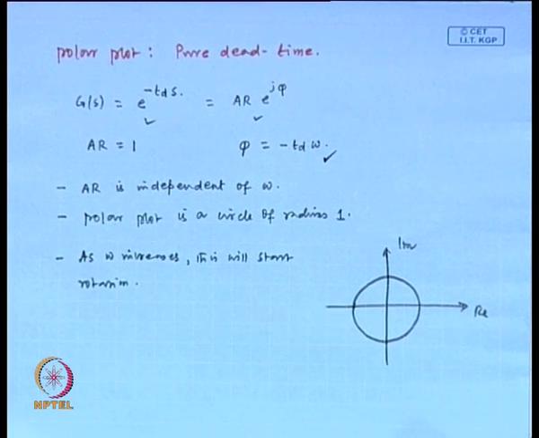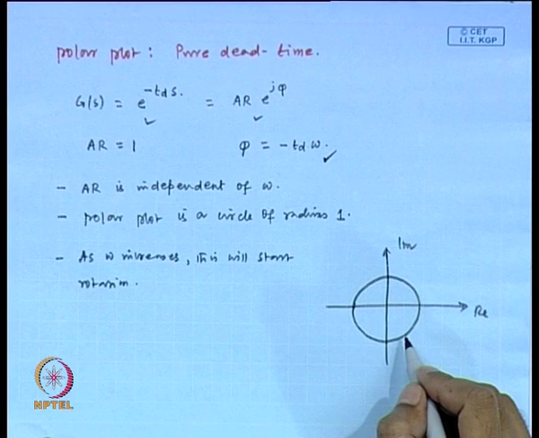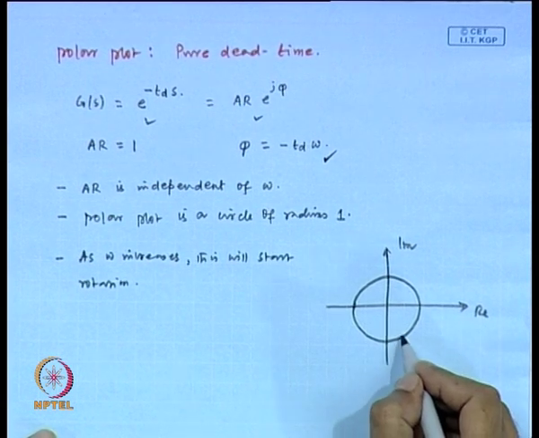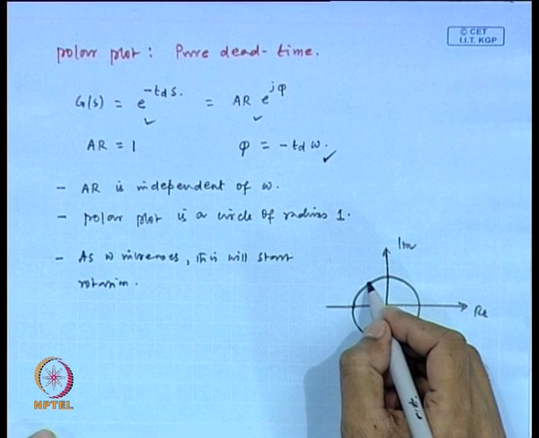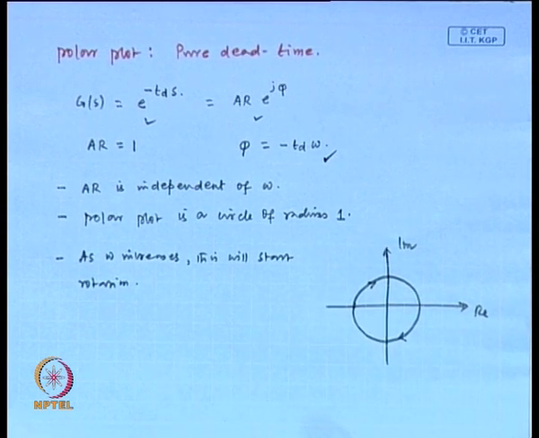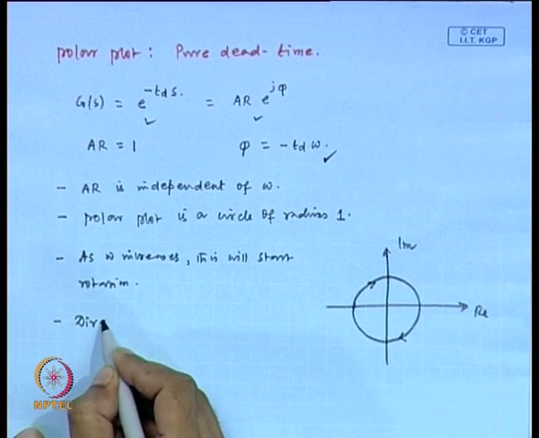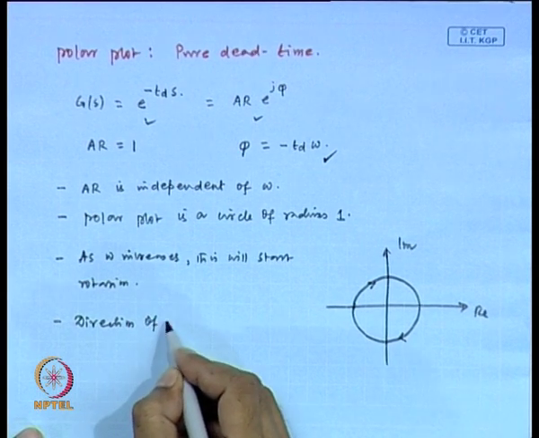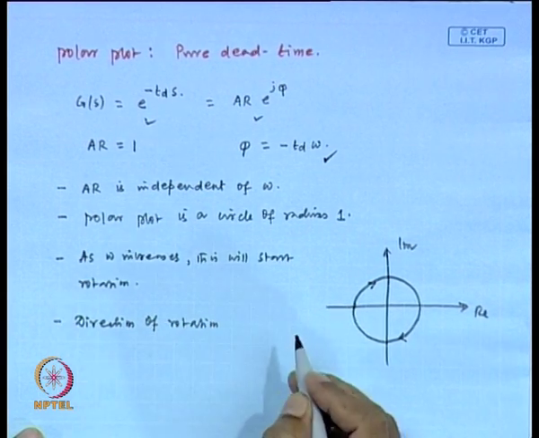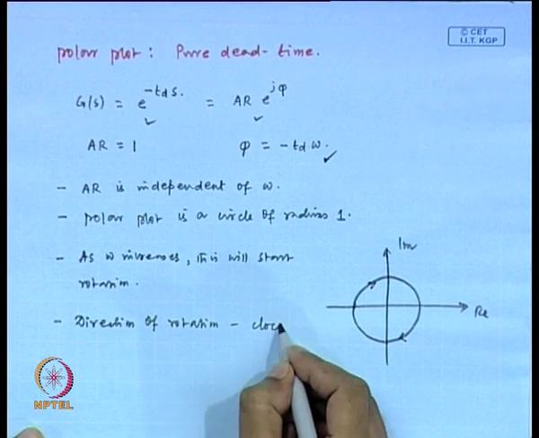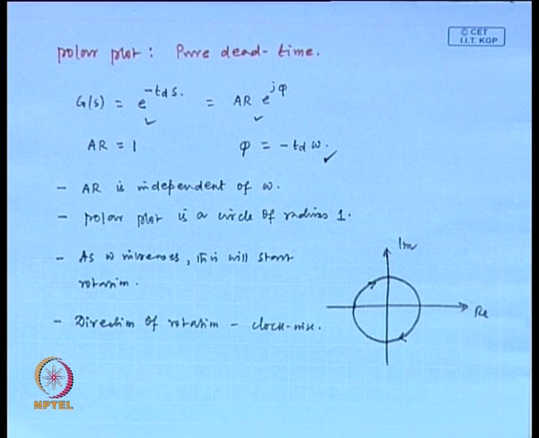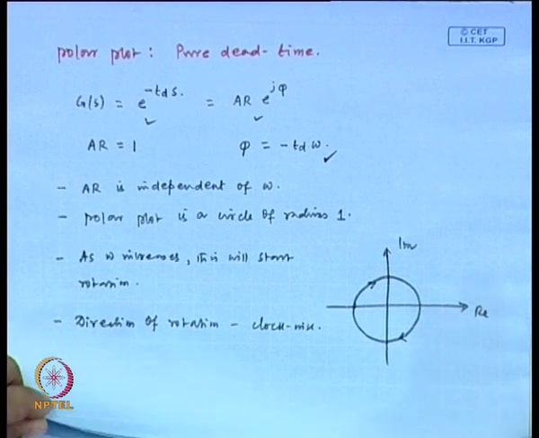Now, next question is, what is the direction of that rotation? We have to show the direction of this polar plot also. That will be clockwise. So, direction of rotation will be clockwise. So, this is the polar plot of the pure dead time system.